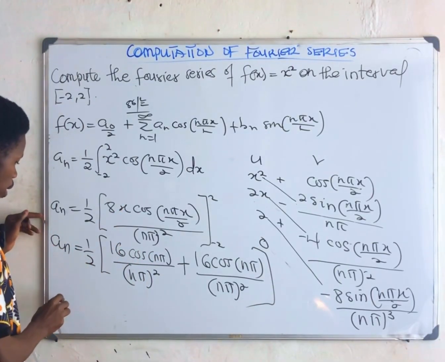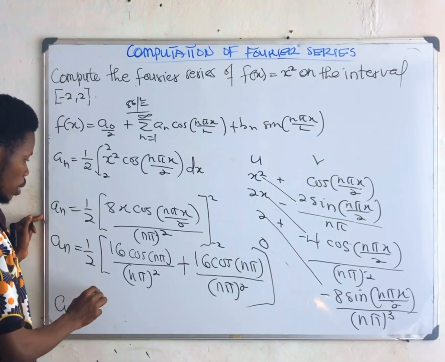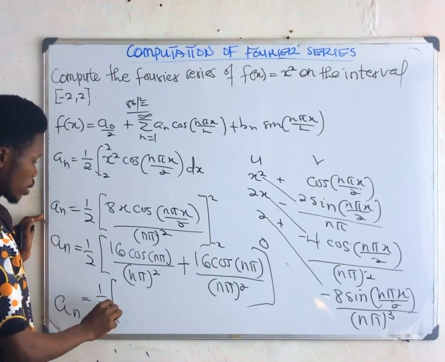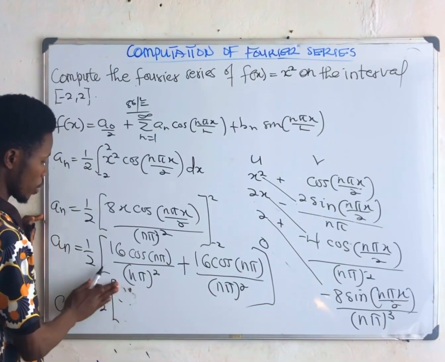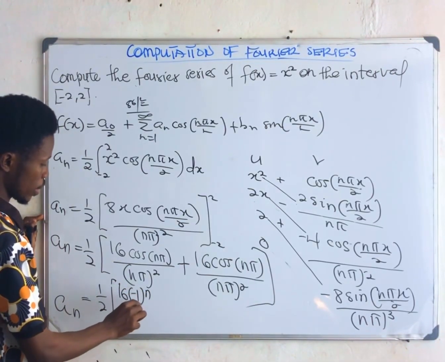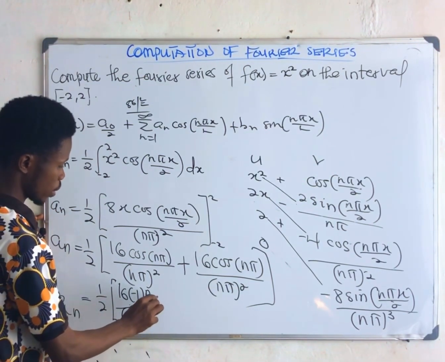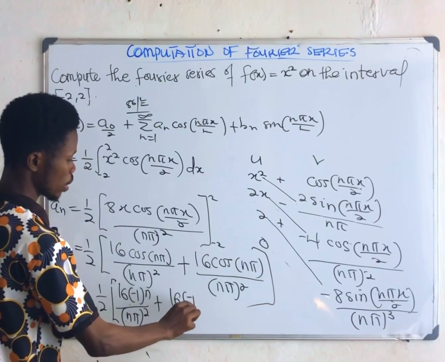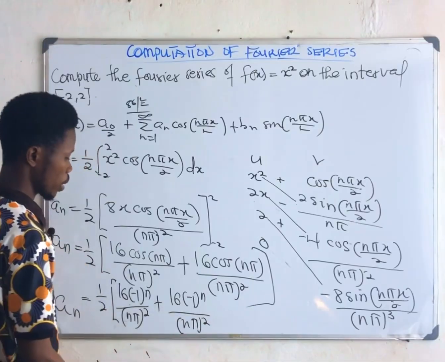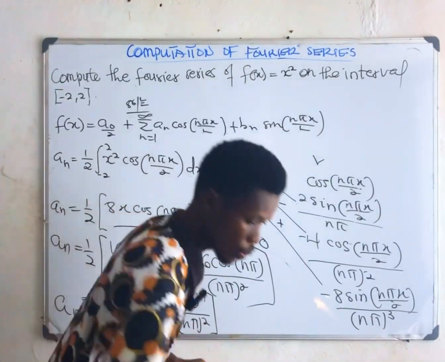Is that okay? So here, I've already explained to you that cos n pi is negative 1 to the power n. So I can say that my an is equal to 1 over 2 bracket open, 16 bracket of negative 1 to the power n over n pi squared, plus 16 negative 1 to the power n over n pi squared. So this is what I have now. Let me clean this side.